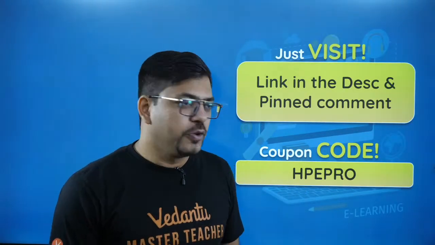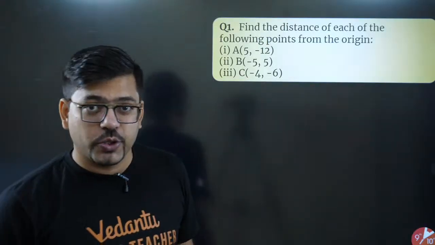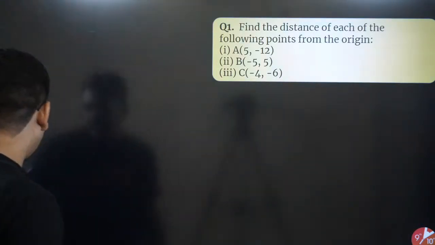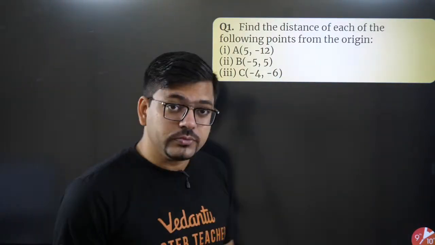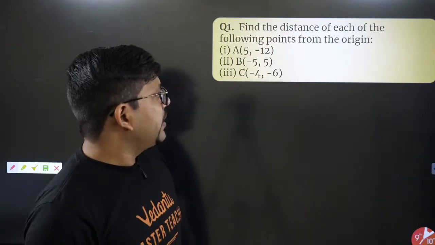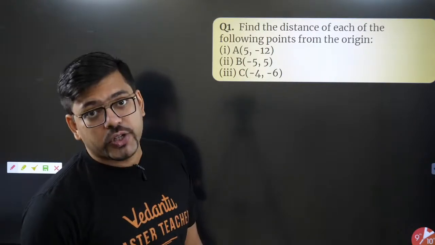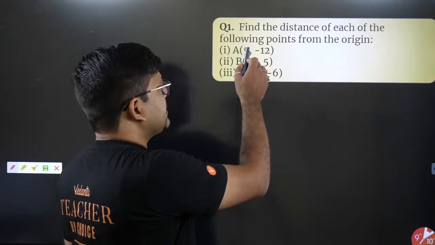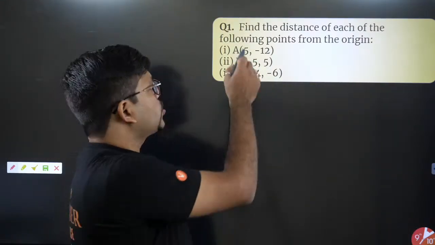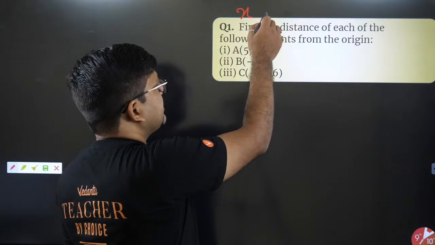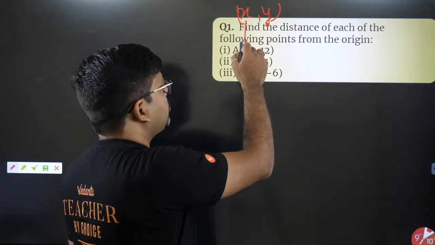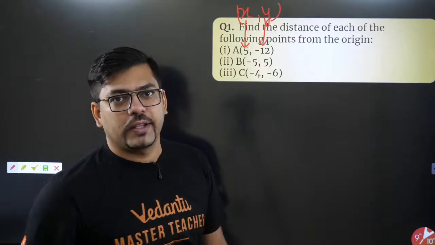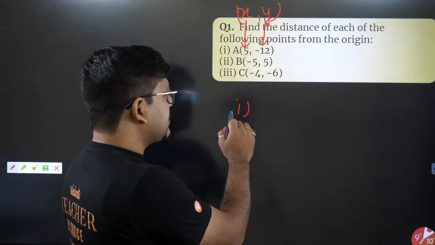Let's move on and start our first question. Everyone, please pay attention. This question says, find the distance of each of the following points from the origin. Now we know the distance from the origin is pretty simple. This is my x and this is my y, x comma y. So I have to just do root under x square plus y square. That's it.